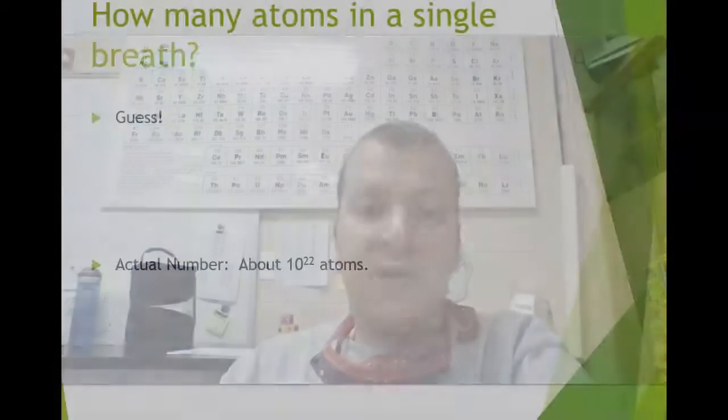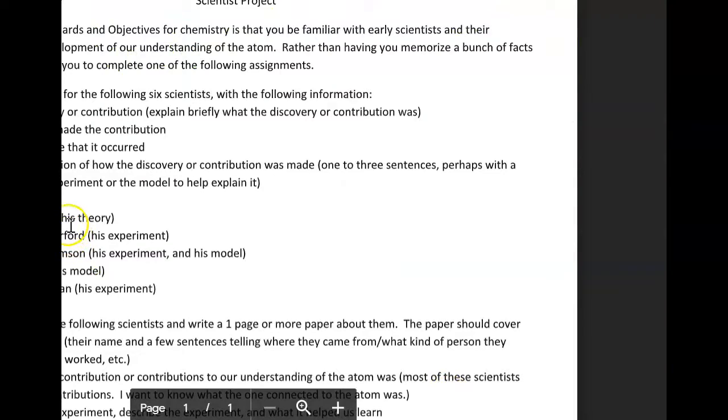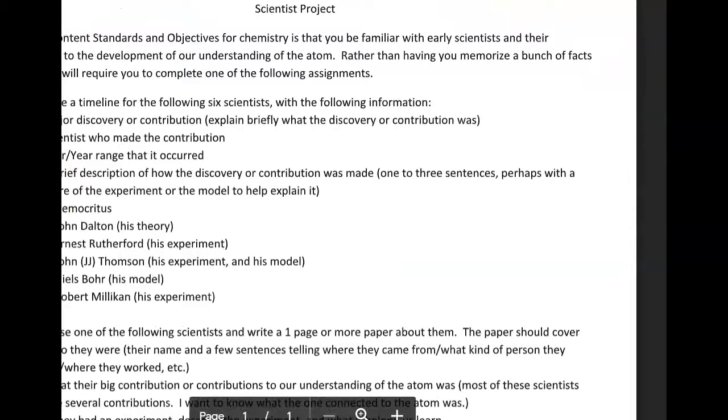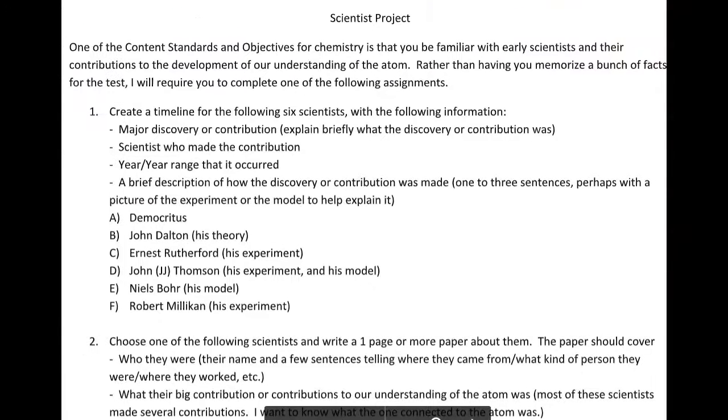Okay? So what you guys are going to be doing today is a little research project. Here is your research project. Hopefully you guys can see this pretty well. Now, the Scientist Project. This is posted on Google Classroom. You should be able to find it as the Scientist Project. You have different options. Option 1 is you can create a timeline for the 6 scientists below and answer the following questions right here.